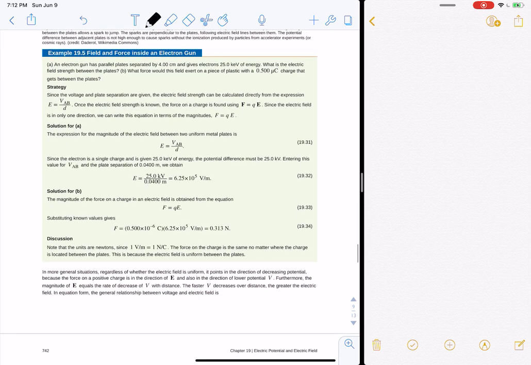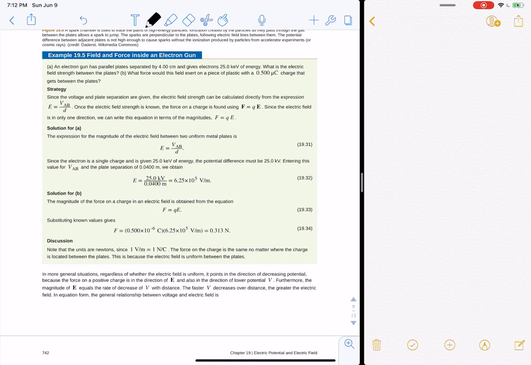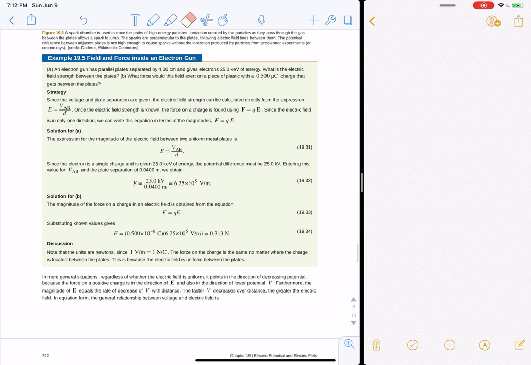Okay, example 19.5. An electron gun has parallel plates separated by 4 centimeters and gives electrons 25 kiloelectron volts of energy. What is the electric field strength between the plates? What force would this field exert on a piece of plastic with 0.5 microcoulombs of charge that gets between the plates?